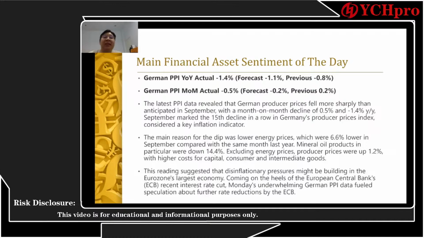Definitely, it was due to the lower prices of crude oil. Oil prices have been down by 6.6% compared to the previous month, and mineral oil products were also down by 14.4%. But excluding those energy prices, prices were up by 1.2% due to higher cost of capital, consumer and intermediate goods. And this reading suggests that disinflationary pressure has been building up in the Euro's biggest economy, and it will be much more likely for a further rate cut with this inflationary trend in the biggest country in the Eurozone.